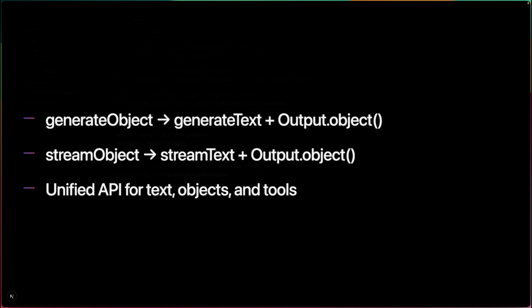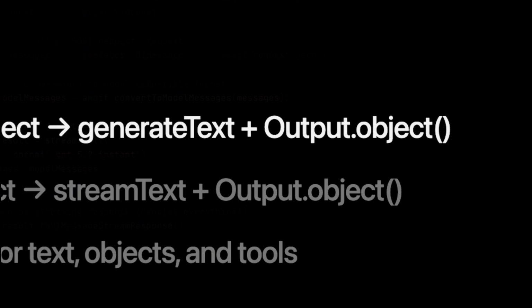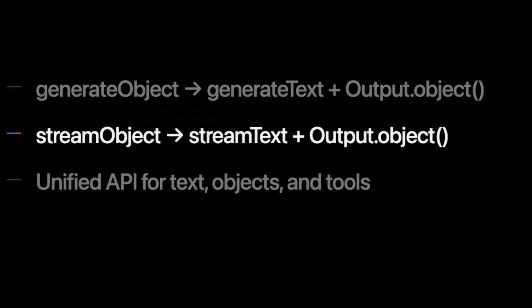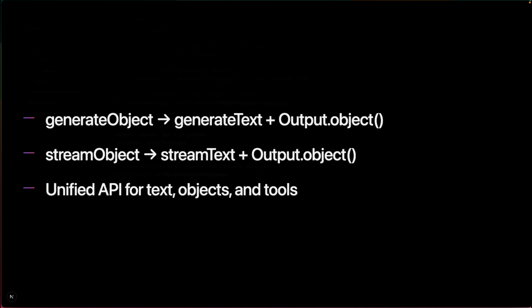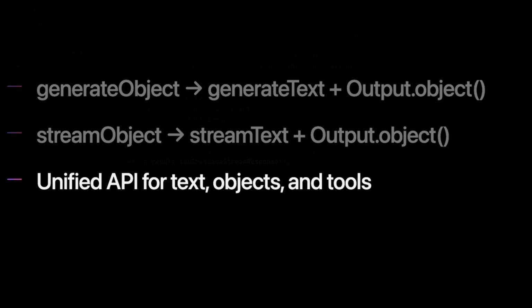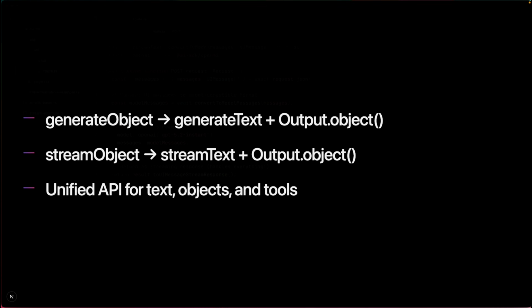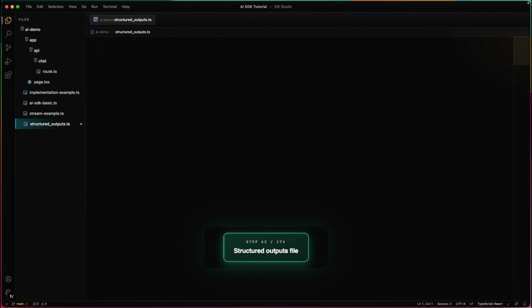Now, here's something important about the AI SDK in version 6. There are a few deprecations you should know about. First of all, generateObject has been deprecated. You now use generateText with Output.object. Same for streamObject. It's now streamText with Output.object. Now you may be asking why. Well, this unifies the API for text, object, and tools into one consistent pattern, which in my opinion makes it much cleaner to use. So let's start by writing some code and creating a structured-output.ts file.